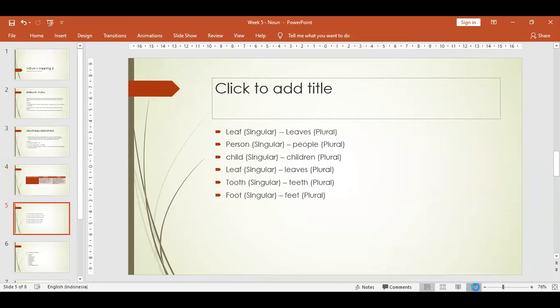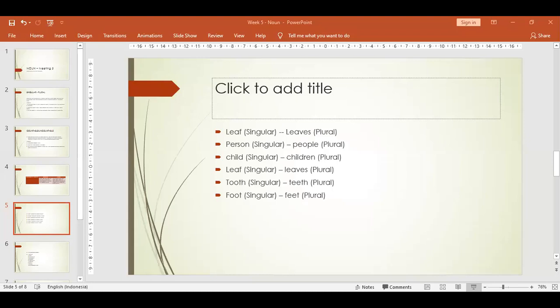Nah, ini adalah examples when, sorry, my connection is very bad, so I will repeat a little bit about this slide.